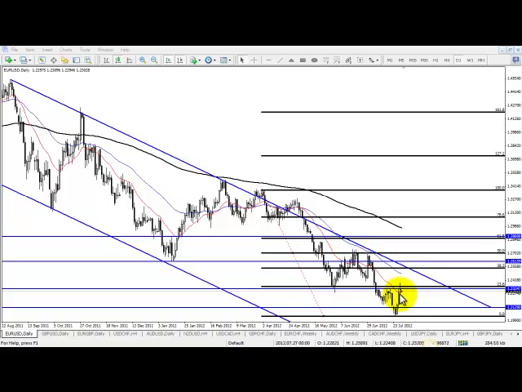Ideally we want to see a full correction of this rally all the way up to possibly this 50%, where it's got a strong resistance zone around the 2700 area. Above that, around the 2900 area, is the ideal place that we want to see a correction to.